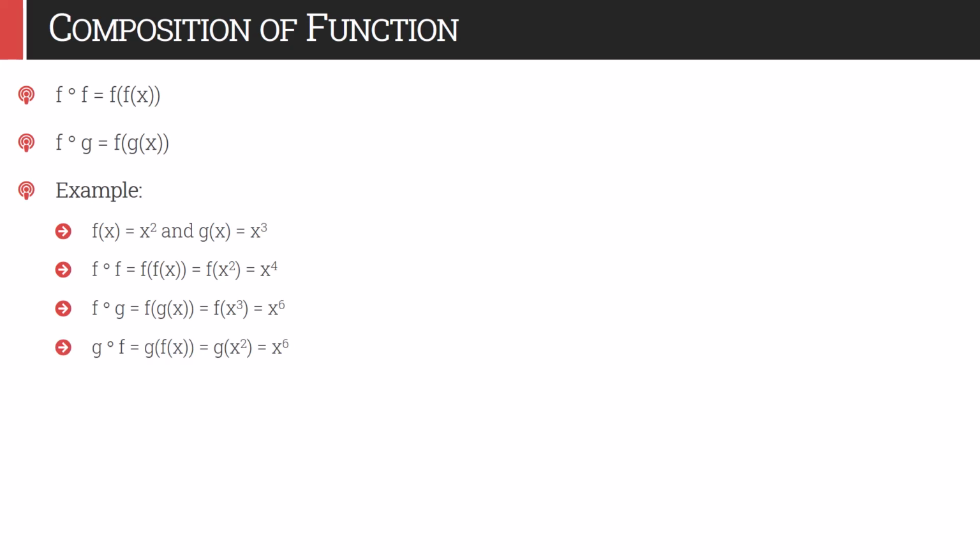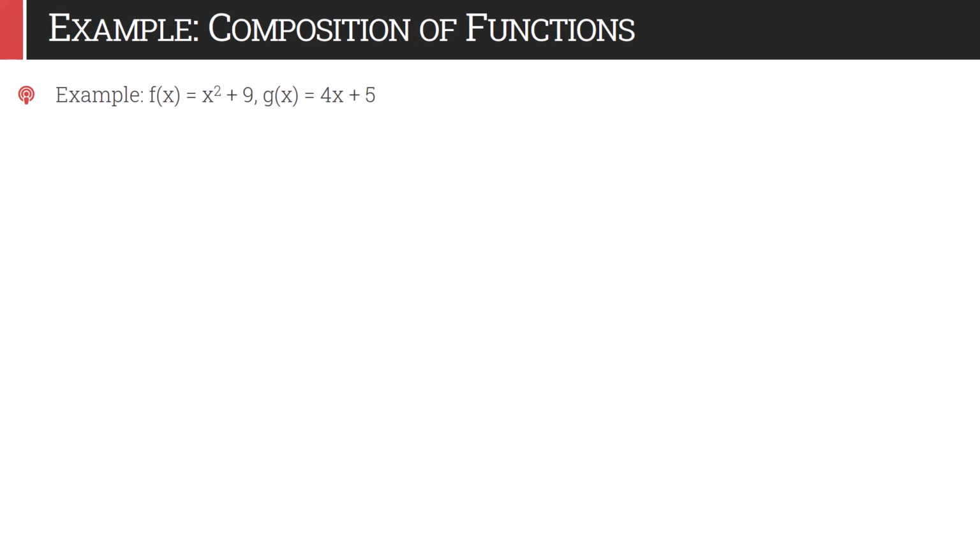G composition f is given by g of f of x. F of x is x square. So we are left with g of x square. And function g does simply the cube of the input. So cube of x square would be x power 6, and g of g would be x power 9 in the same way. Let us consider a somewhat more complex example which will make sense.